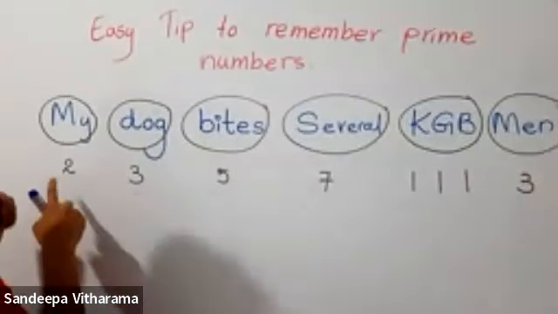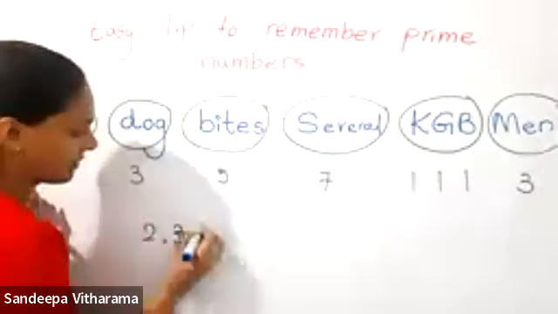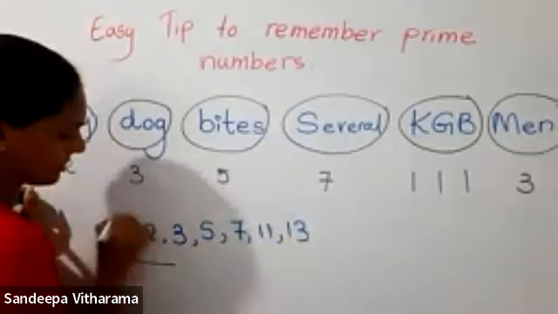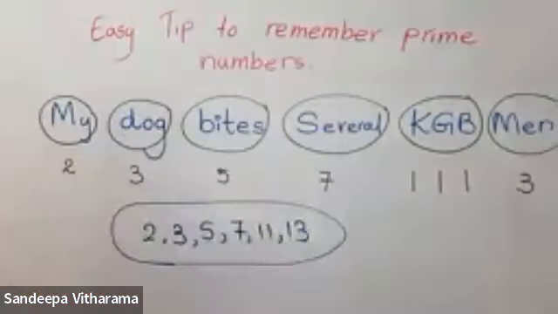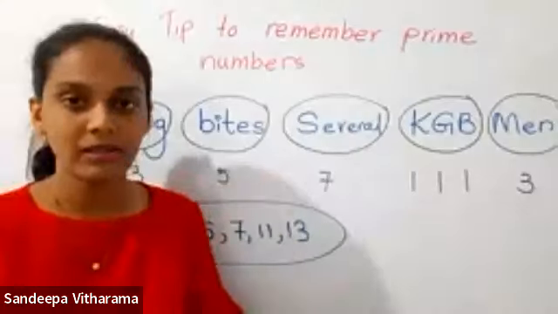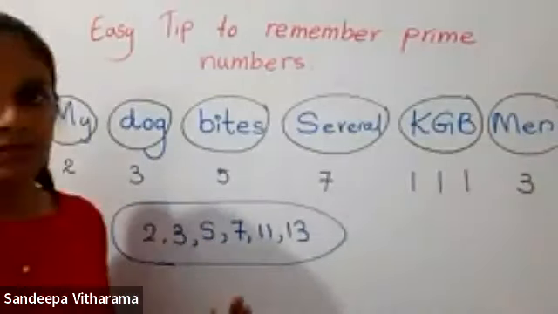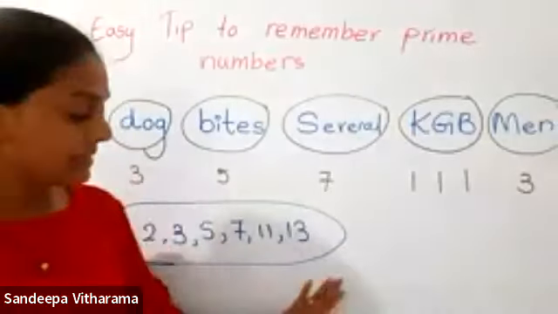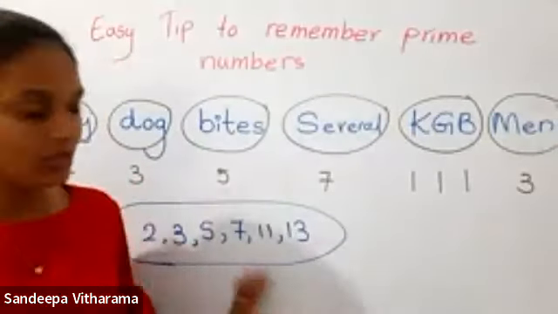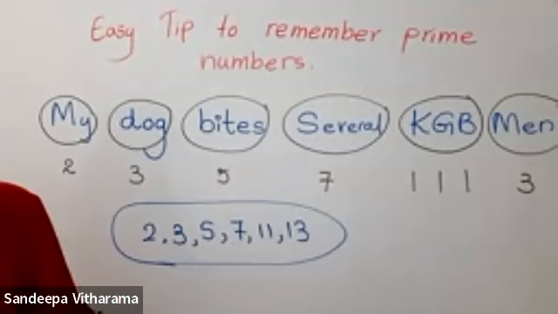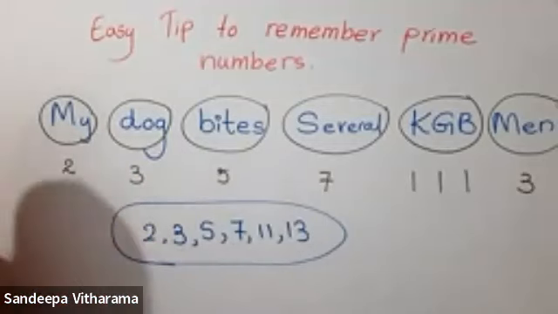Look at 2, 3, 5, 7, 11, 13. Actually, it is between 0 and 15. Because when it goes to 0 and 20, there are two other numbers, 17 and 19. This helps us to remember the initial prime numbers, that means between 0 and 15. This helps us to remember the first 6 prime numbers.